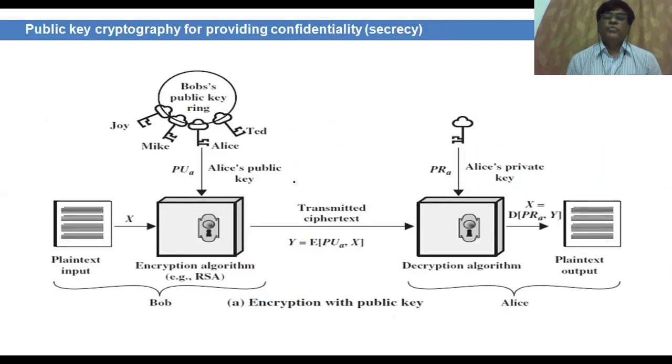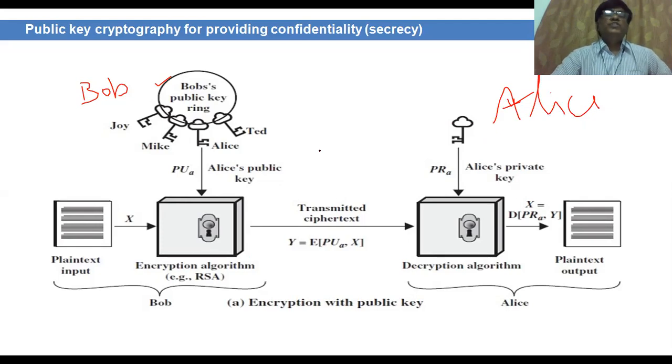Now, how does it ensure the security of the messages? If you observe this diagram, assume the sender is Bob at the sender side, and at the receiver side we have Alice.